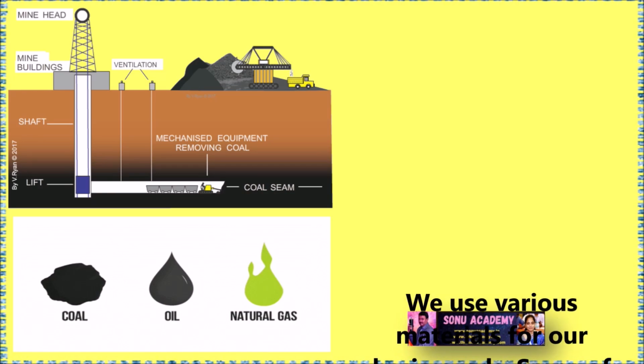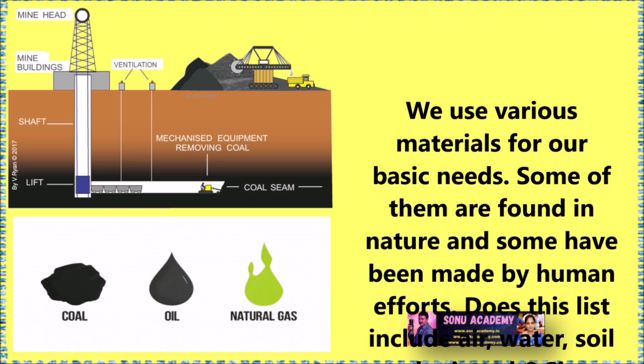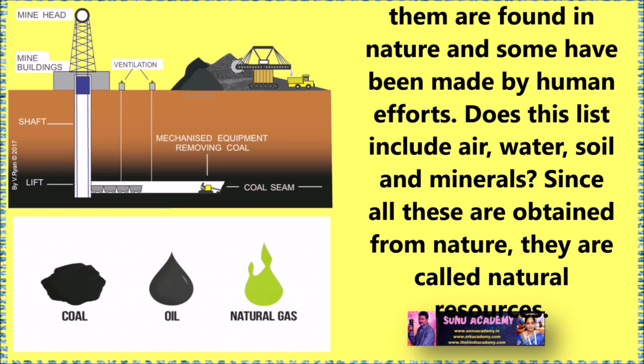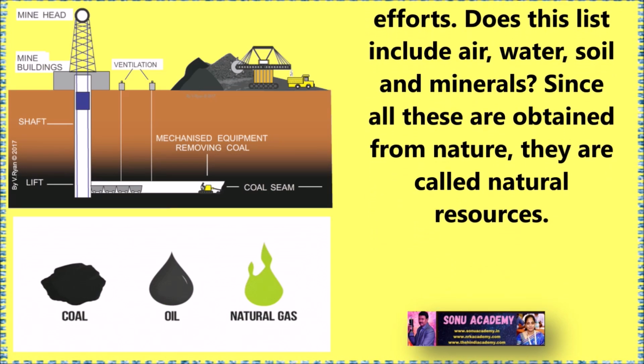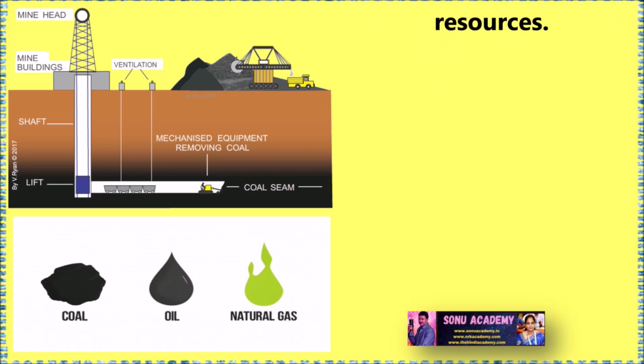Children, we use various materials for our basic needs. Some of them are found in nature and some have been made by human efforts. Does this list include air, water, soil and minerals? Yes, since all these are obtained from nature, they are called natural resources.